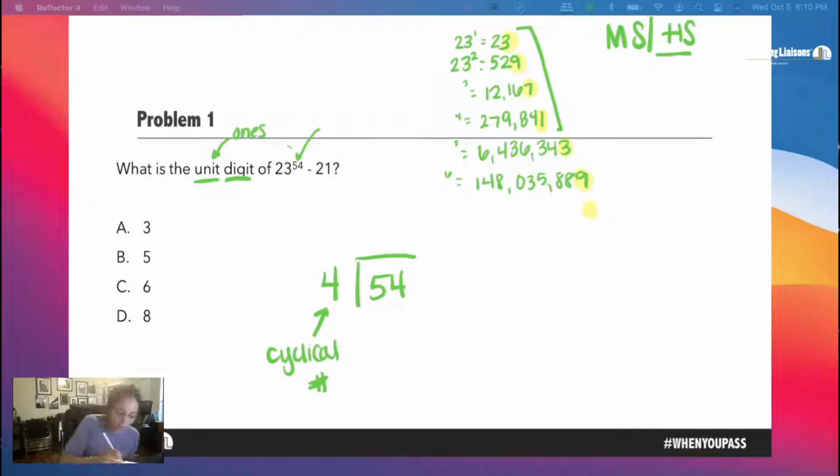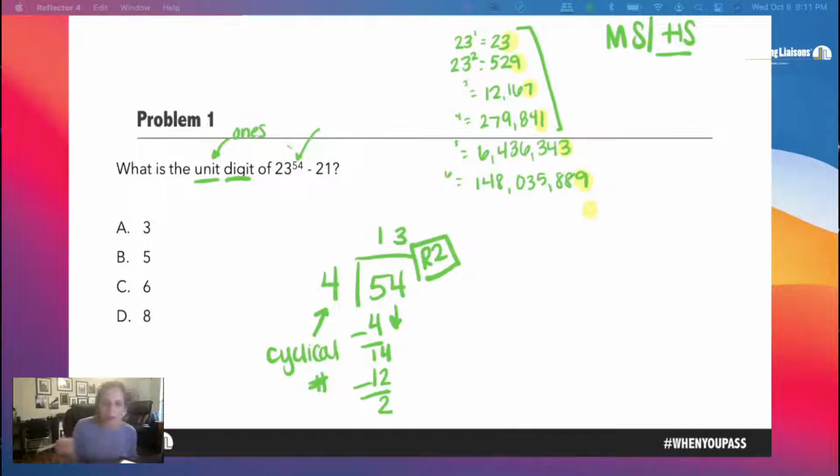So 54 divided by 4, and I'm doing this with long division. I'm not doing it in my calculator because my calculator is going to give me a decimal, and I don't want a decimal, and you'll see why in a minute. So 4 can go into 14 3 times, 12, 2. I have a remainder of 2.